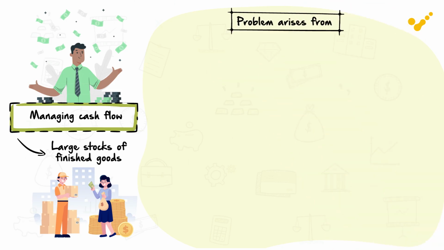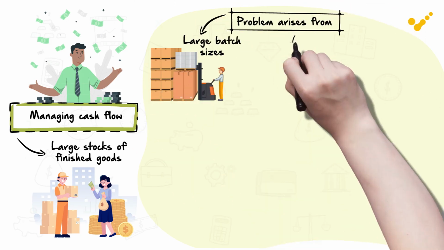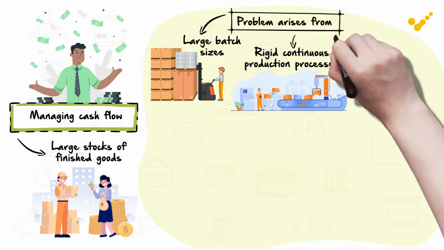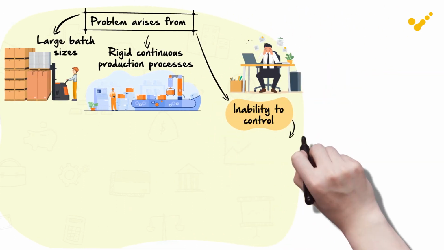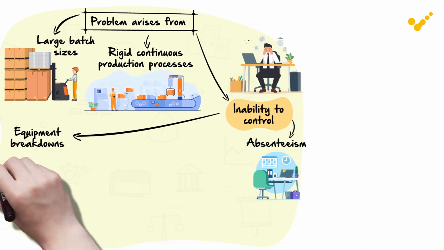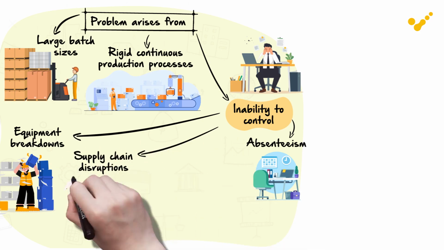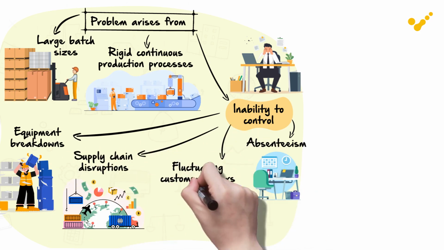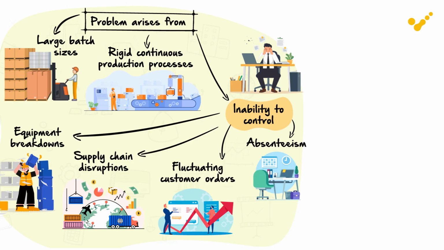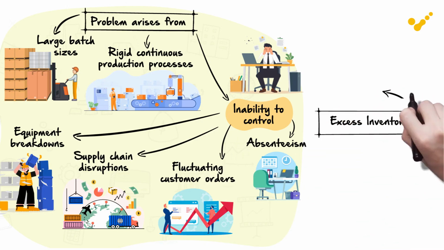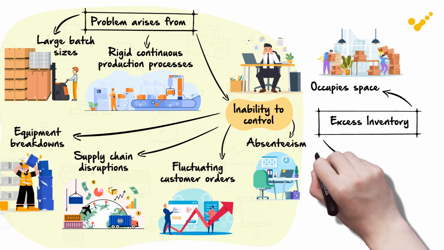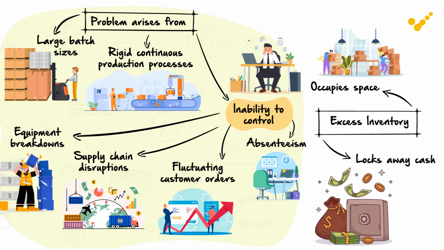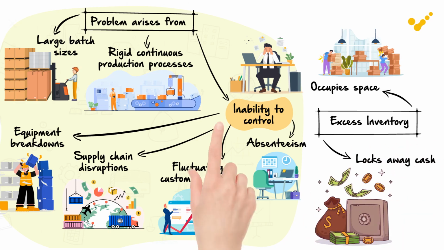This problem often arises from large batch sizes, rigid continuous production processes, inability to control absenteeism, equipment breakdowns, supply chain disruptions, and fluctuating customer orders. These issues lead to excess inventory that occupies warehouse space and locks away cash that could be better utilized elsewhere.